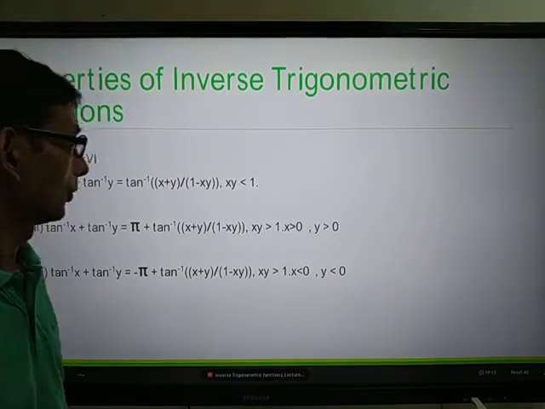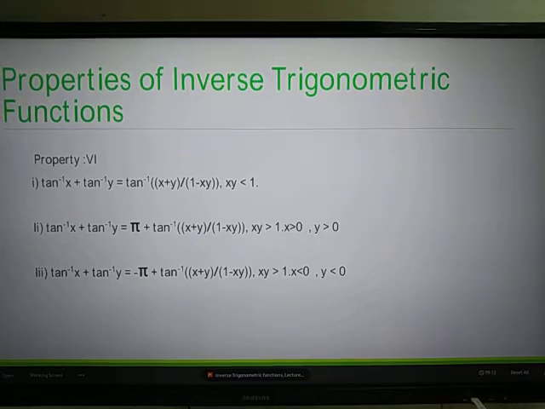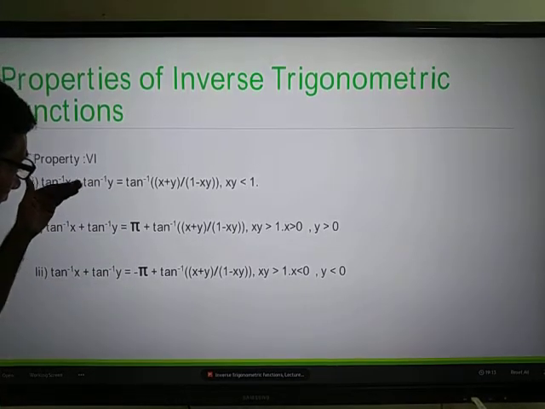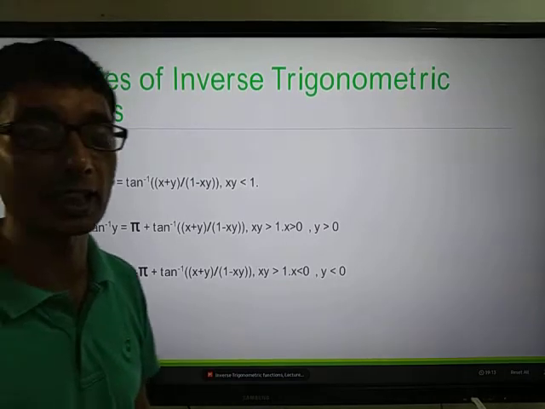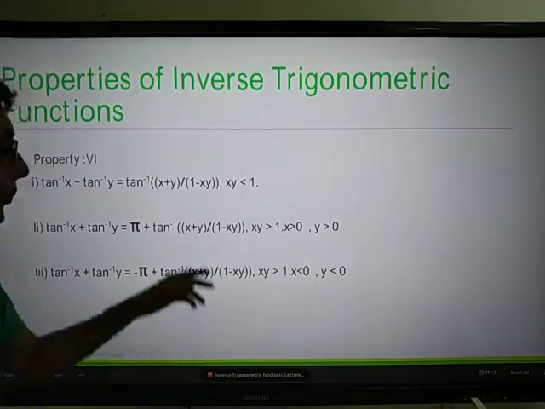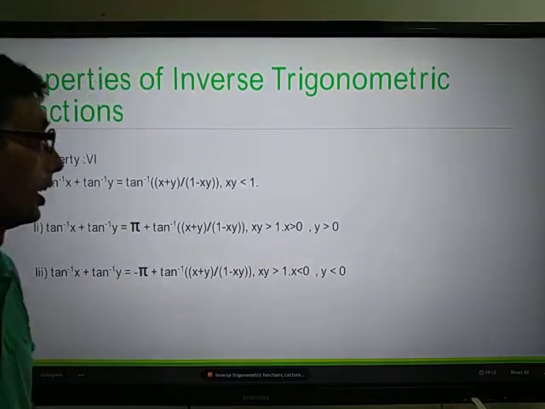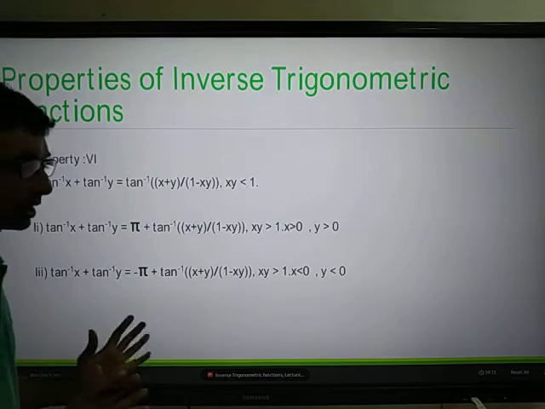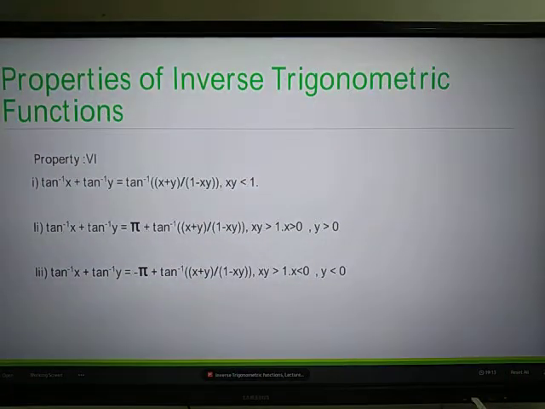So here I am with property 6, that is tan inverse x plus tan inverse y. You can see that there are three important properties of tan inverse x plus tan inverse y, based on the values of x and y. In this video we will be discussing this property 6 completely.